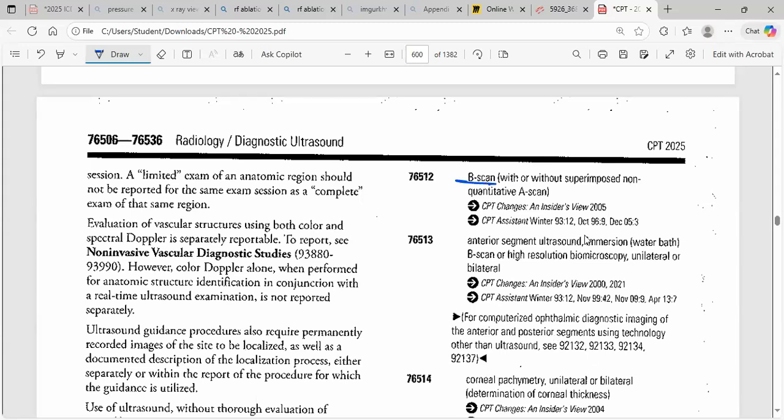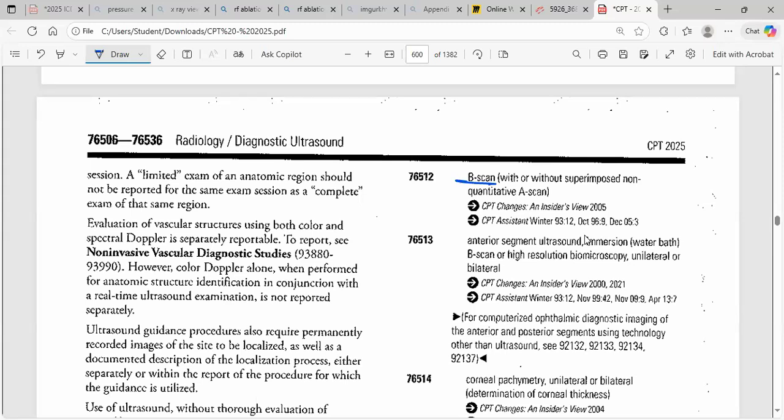So we have to bill the ultrasound only whenever the scans or the images have been captured and saved permanently. If they are not saved permanently, we are not going to bill that separately. Okay. Next, A mode, B mode, and M mode.